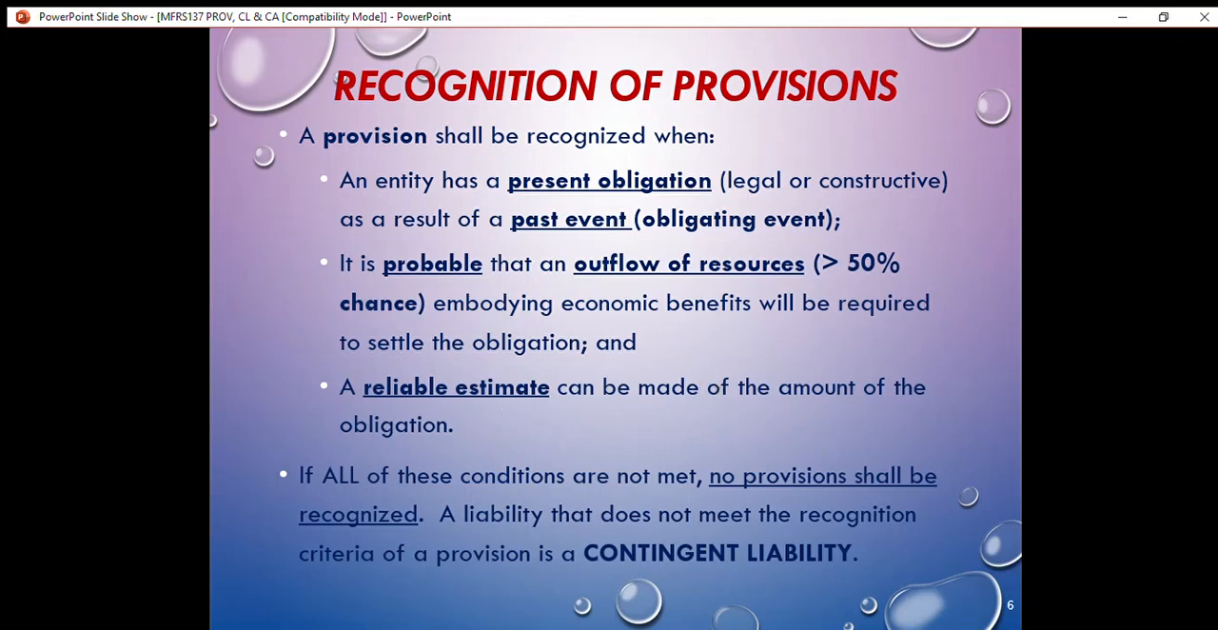So in order to recognize a provision in the financial statements, it must meet all the three conditions. If all of these conditions are not met, no provisions shall be recognized in the financial statements. A liability that does not meet the recognition criteria of a provision is a contingent liability. So it should not be recognized as a provision, but it must be disclosed as a contingent liability in the notes to the financial statements.